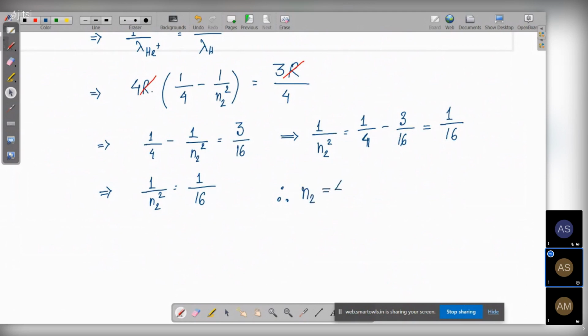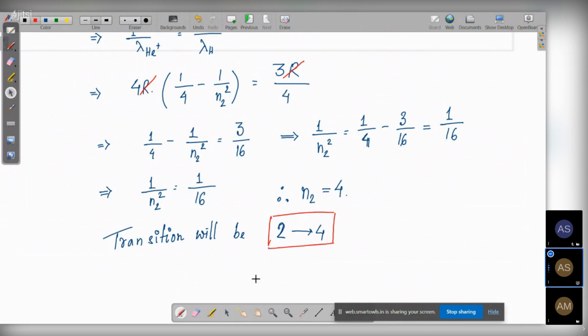So that means transition, they have asked us the transition. The transition will be 2 to 4. This will be the answer.